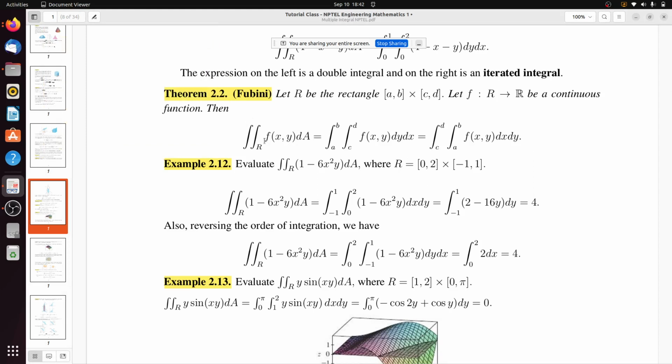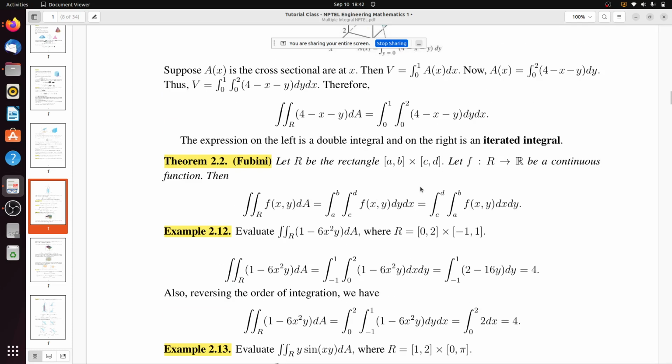So what does Fubini's theorem mean? Fubini's theorem tells us that if R is a rectangle [a, b] cross [c, d], and f is a real valued continuous function on this rectangular region, then the value of the double integral will be the same as the value of the iterated integral. So for the multiple integral to be equal to the iterated integral, you just need f(x, y) to be continuous on that region.